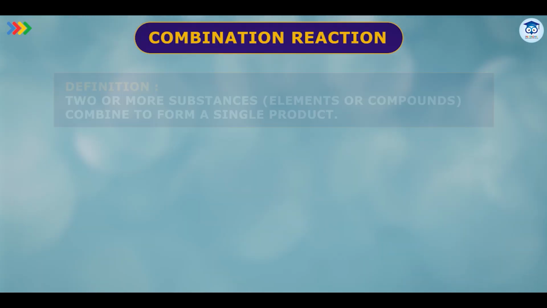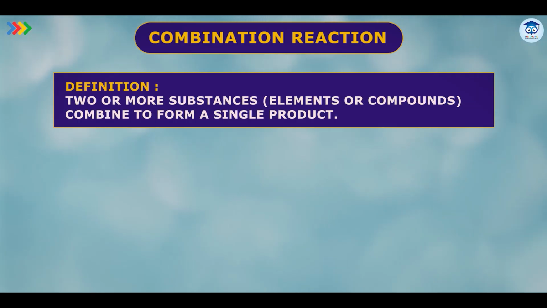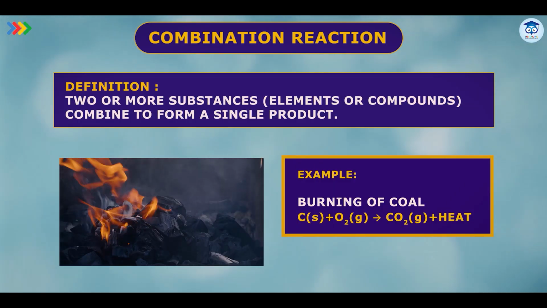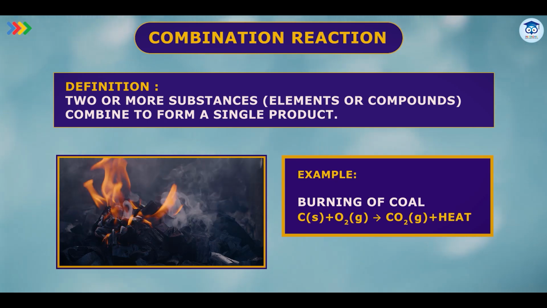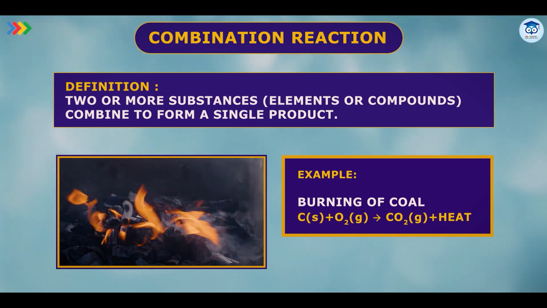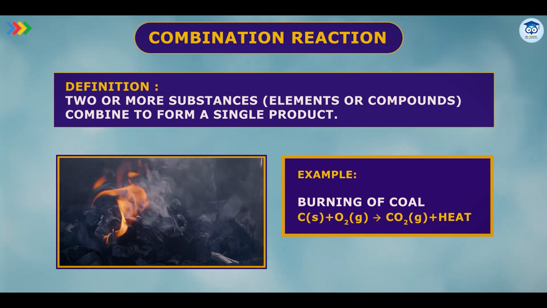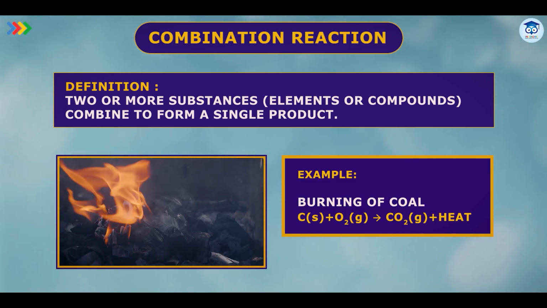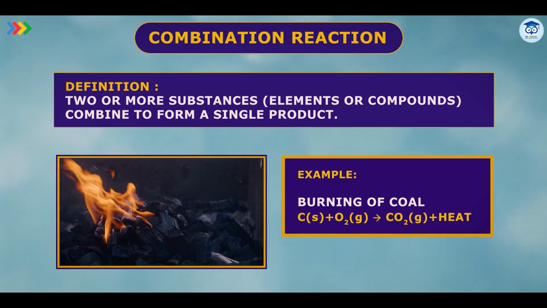We can now summarize a combination reaction. It is two or more substances, it could be an element, it could be a compound, that combine to form a new product. A few more examples we can see over here. Burning of coal. Burning of coal is a sort of combustion reaction.